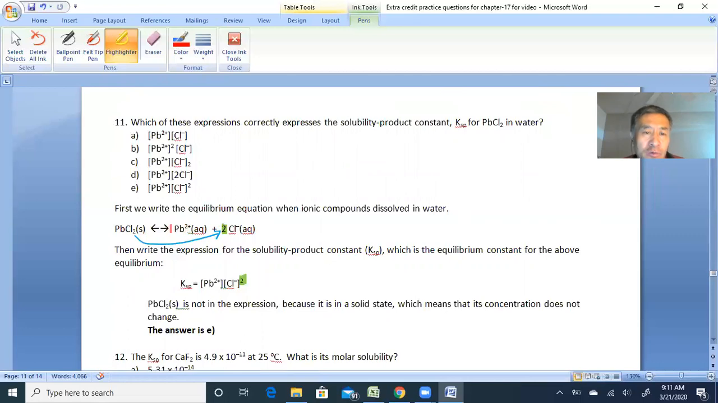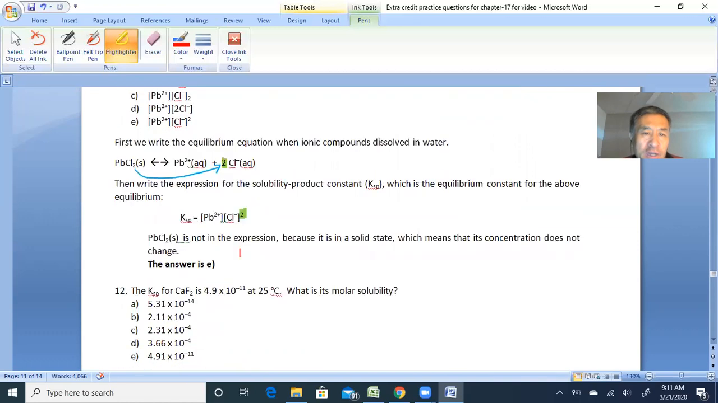So you have to remember what ions are in the salt. When you say Pb, it may be Pb2 plus or 4 plus, depending on the formula. So here, Cl2 means we have 2 Cl, 1 negative. So therefore the Pb is 2 plus. So once you get this equation, you can see these two coefficients come from the subscript 2 in the initial formula for the salt.